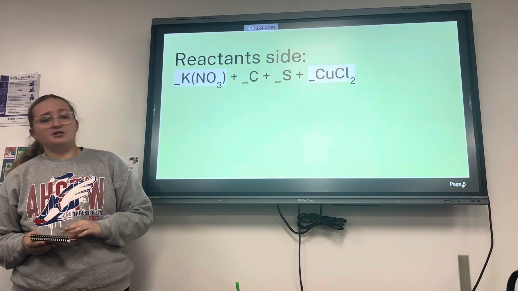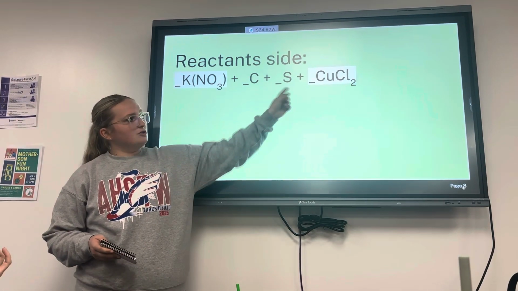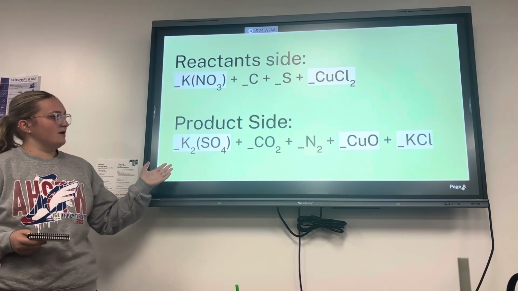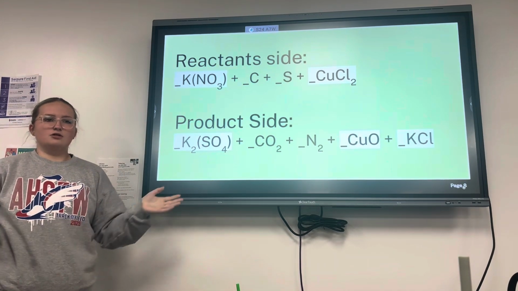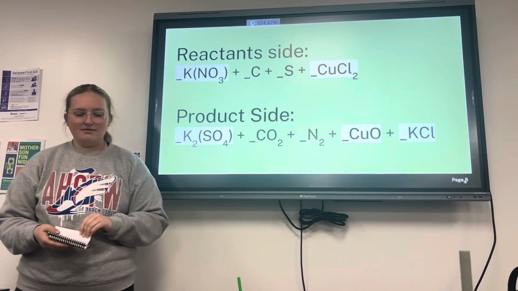The parts that we'll be looking at are KNO3 plus C plus S and then CuCl2 because they are combined together on the other side with K2SO4 and CuO and KCl. So all together, it's like you have to do them all at once, otherwise it's just a lot.